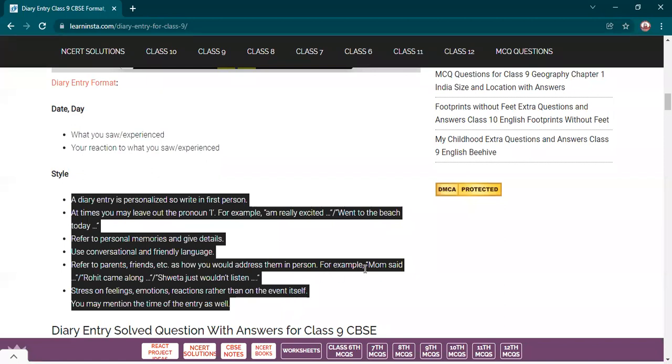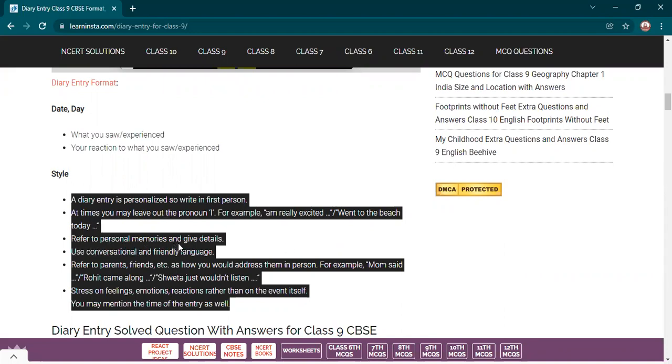A diary entry is personalized, so write in first person. First person is I. You will be using this pronoun I a lot, that I went there. If you had the experience, you will be using past tense. And if you are going to have the experience, suppose your parents have decided to visit a place, then obviously you will be using the future tense, what you will be doing there. At times you may leave out the pronoun also: I'm really excited. Went to the beach today. You can start your diary entry with that experience as well, but I prefer expressing the emotion in the beginning.